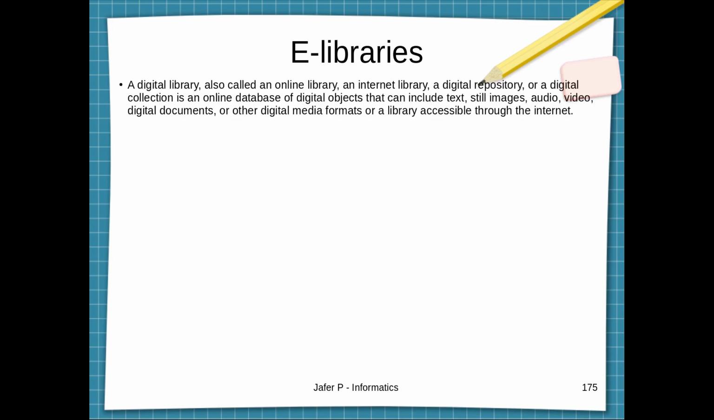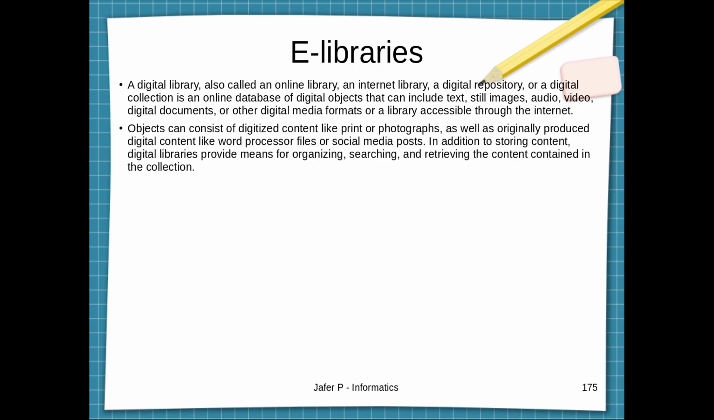A digital library, also called an online library, an internet library, a digital repository or a digital collection, is an online database of digital objects that can include text, still images, audio, video, digital documents, or other digital media formats, or a library accessible through the internet. So a library may consist of not only books, it may have still images, audios, videos, digital documents or other digital formats in one place. That is called an ELibrary, or digital library.